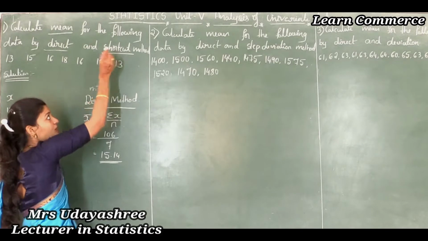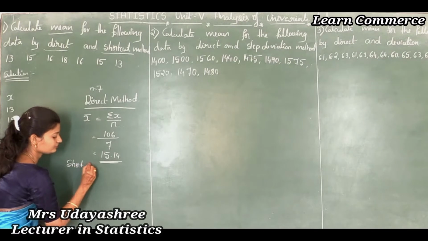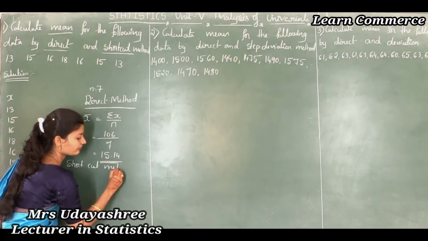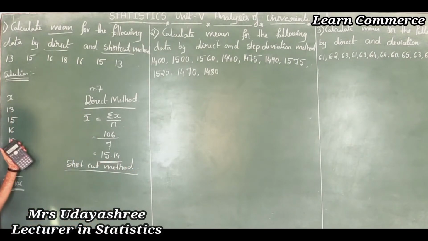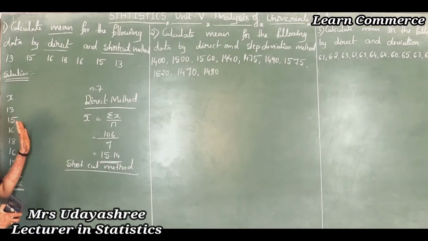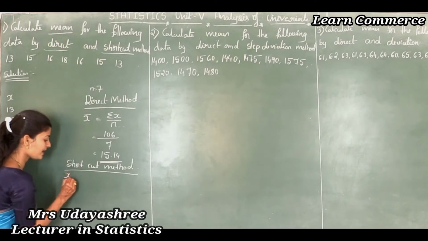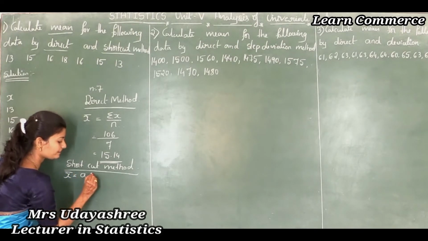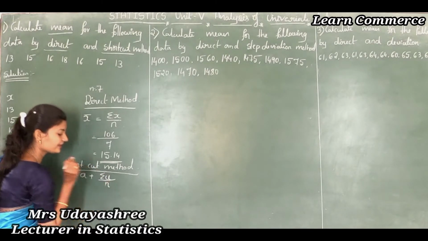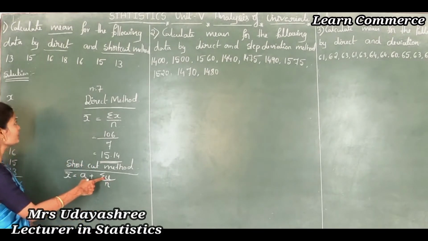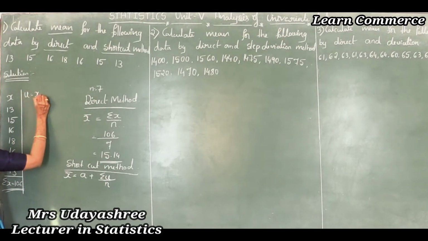Next, let's see how to solve by the shortcut method. So here the given information is ungrouped data. In ungrouped data, to calculate the mean, the shortcut method formula is X bar is equal to A plus sum of U divided by small letter n. To calculate U, the formula is U is equal to X minus A.